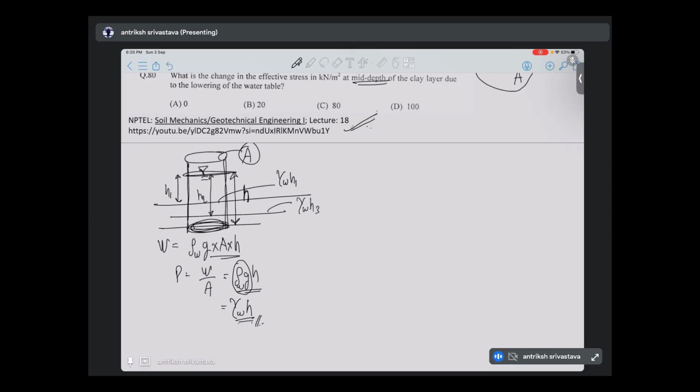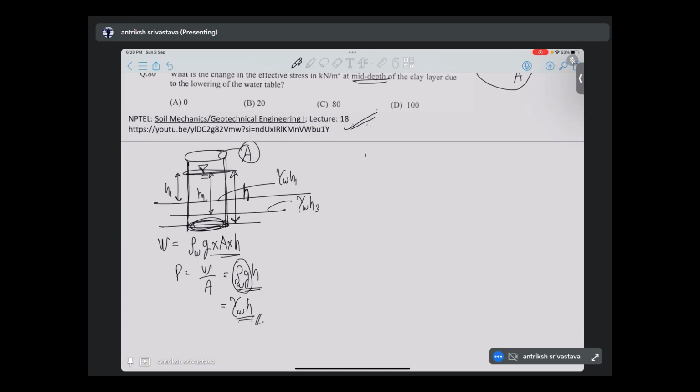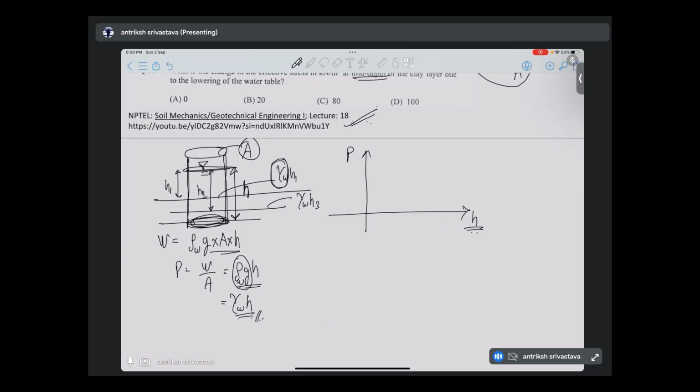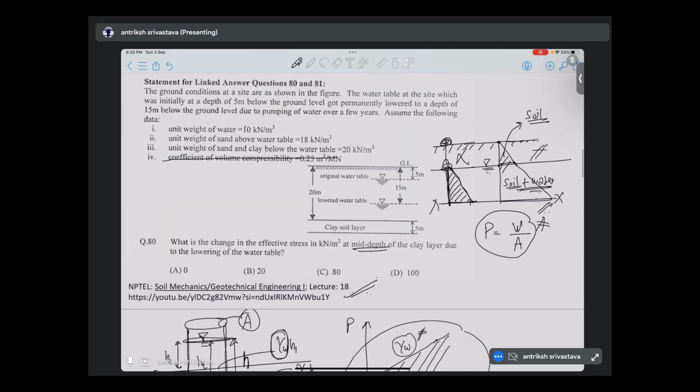So if we draw a line of pressure with our depth or height, here h, it is a straight line and it keeps on increasing with the depth with the slope gamma w. That is why it looks like a triangle. And we have just rotated this and plotted it here.